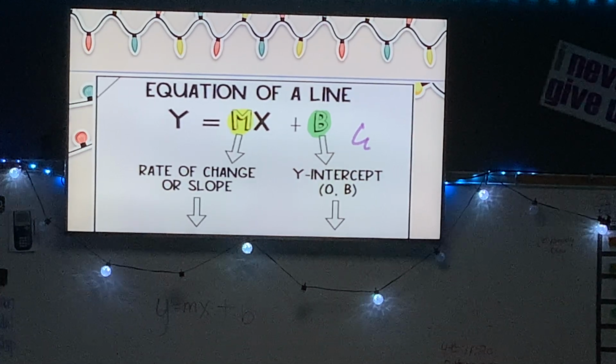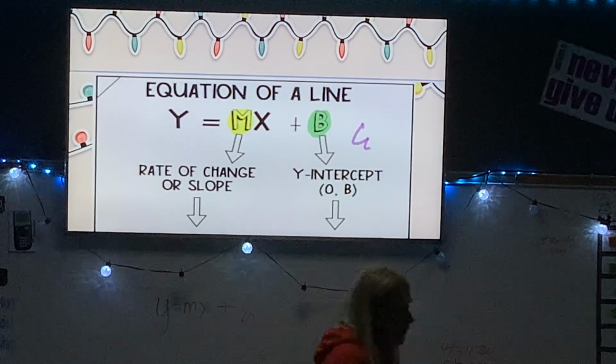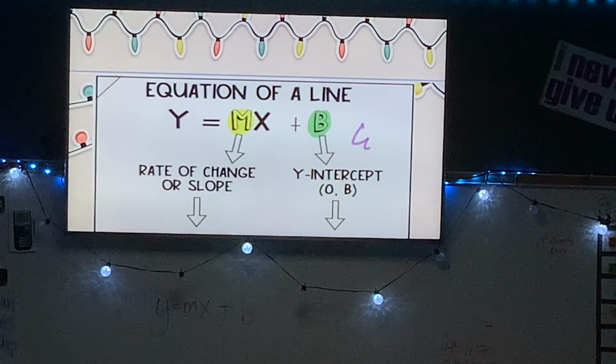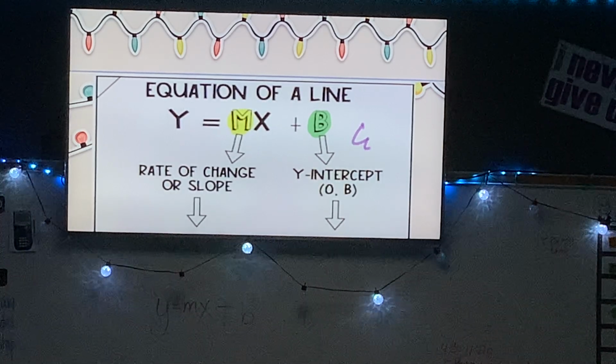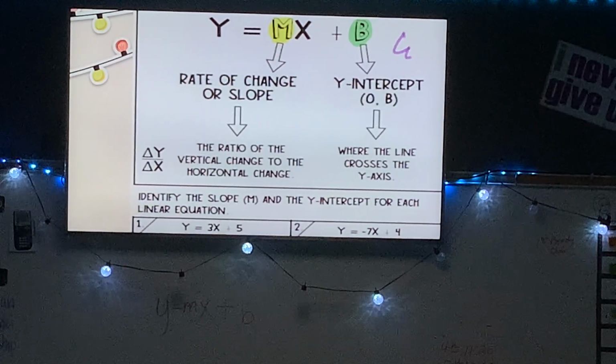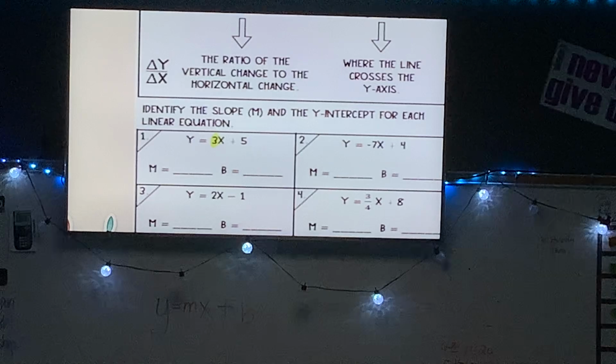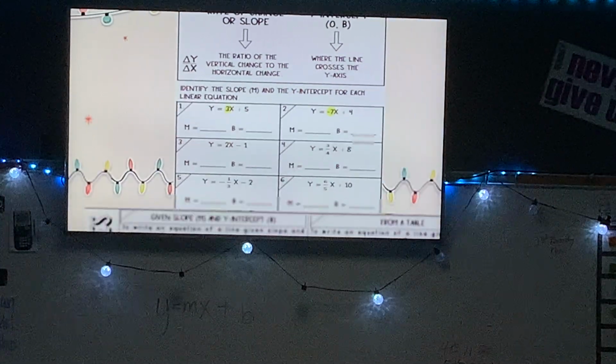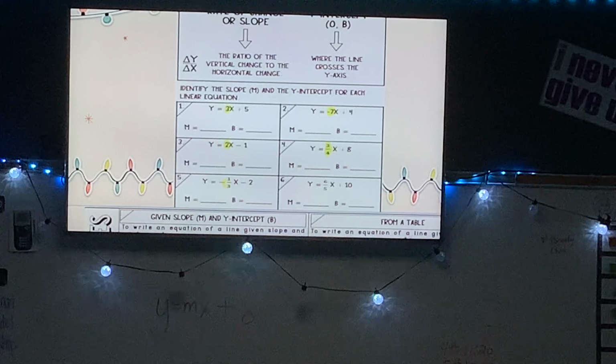Okay, so if you will take your yellow highlighter or highlight your M or whatever color you want to use, but you're going to have to use the same one as you go down below. And then your B will be green. Okay, so now I'm going to take my yellow highlighter. If you just click on the highlighter, it's where you can change your colors. And I'm going to scroll down and I'm going to highlight every number in front of the X.